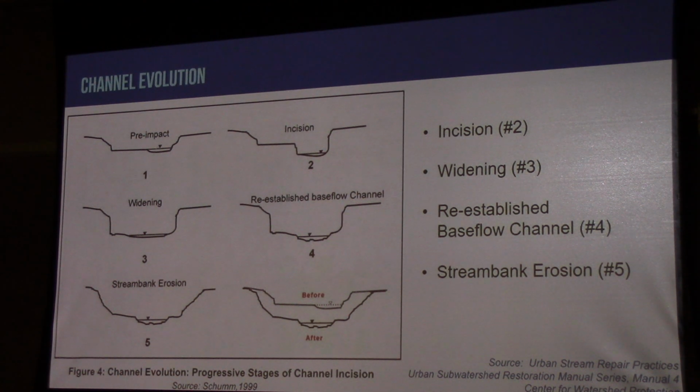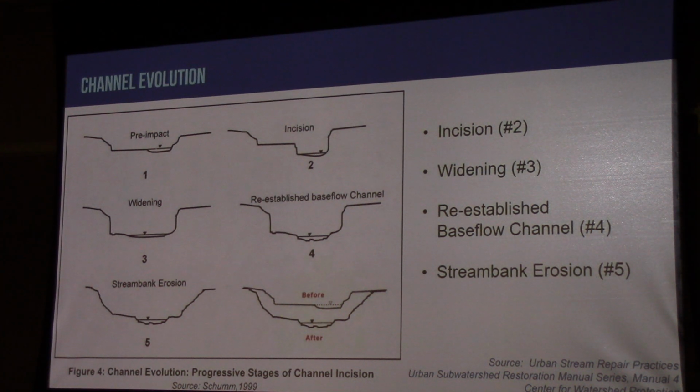So you start where it starts to incise, which means it downcuts. It starts to cut a narrow little channel. You may see this on construction sites, where you get a rill or a gully that forms where there's some point discharge. But that can happen in streams too.